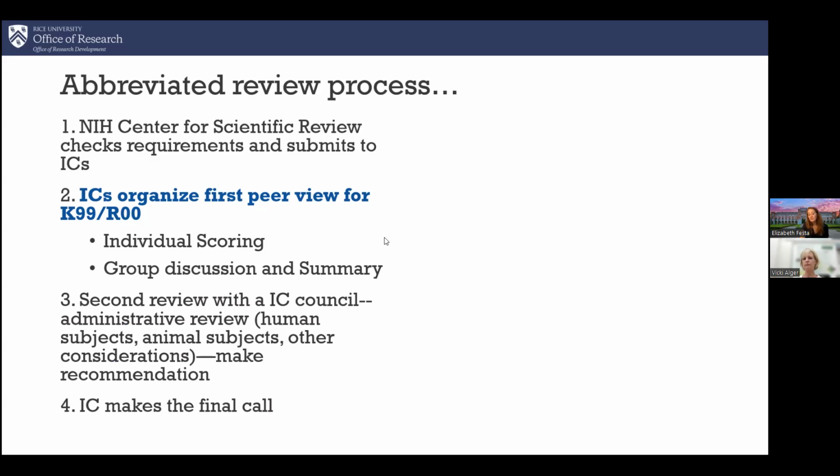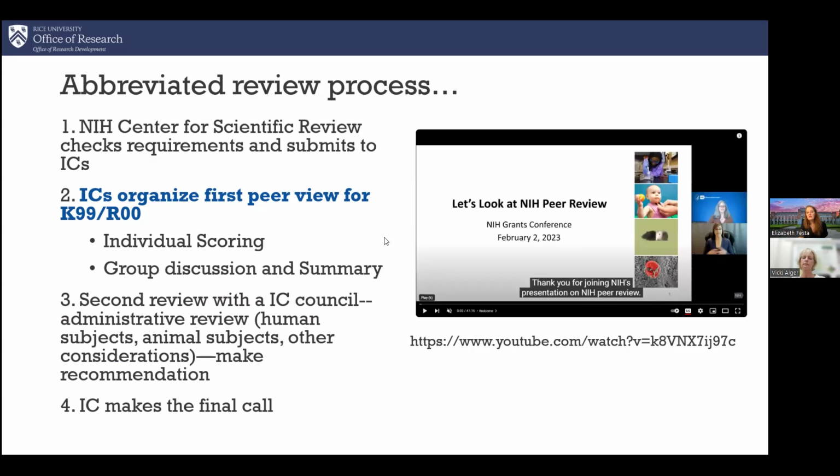There will then be, at that point, if your application moves forward, a secondary review with the council at the institute. And that's to look at human subjects, animal subjects, other considerations, and they'll make a recommendation for funding. But the institute itself is going to make the final call. There's a great video on NIH peer review on YouTube if you'd like to learn a little bit more about that process.